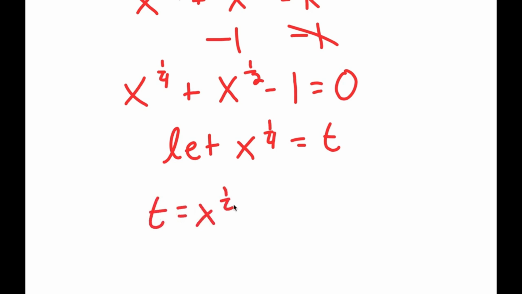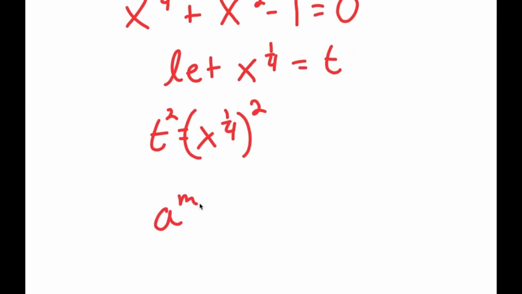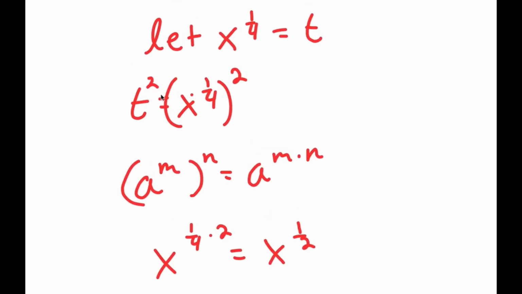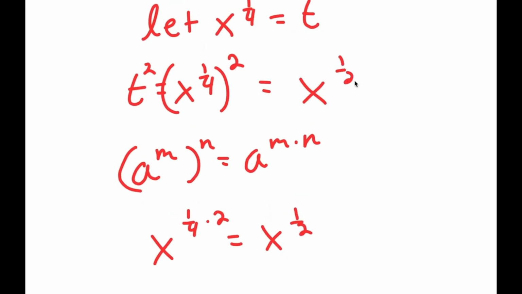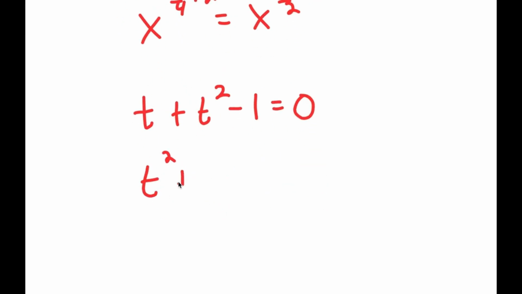is equal to x to the power of 1/4, meaning if I take the square on both sides, I get t squared is equal to x to the power of 1/4 squared. And if I have something from a to the power of m to the power of n, this is equal to a to the power of m times n. So x to the power of 1/4 squared, that's going to be equal to x to the power of 1/4 times 2, which is equal to x to the power of 1/2. Meaning t squared is equal to x to the power of 1/2. So I have t plus t squared minus 1 is equal to 0. And if I rearrange this, I get t squared plus t minus 1 is equal to 0.